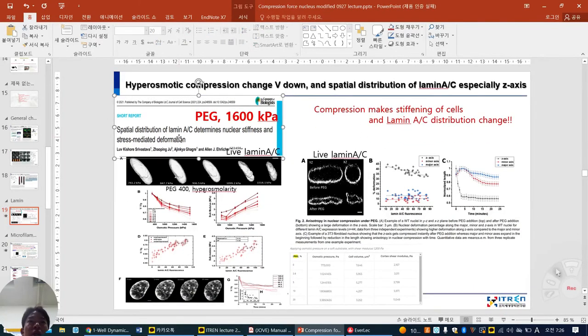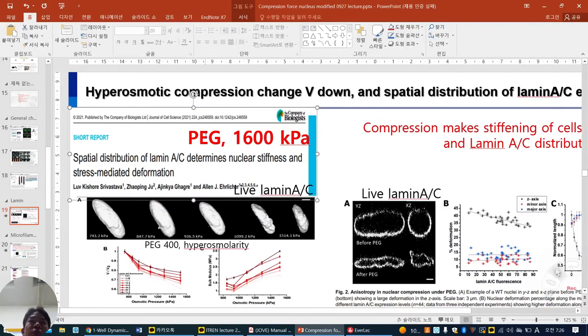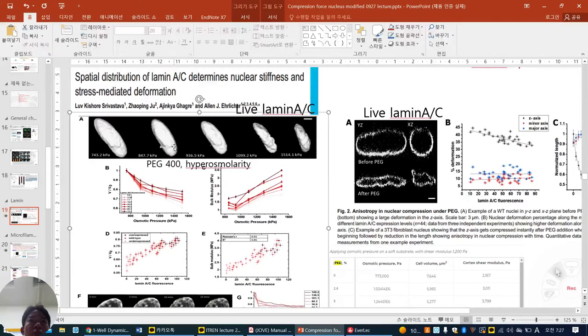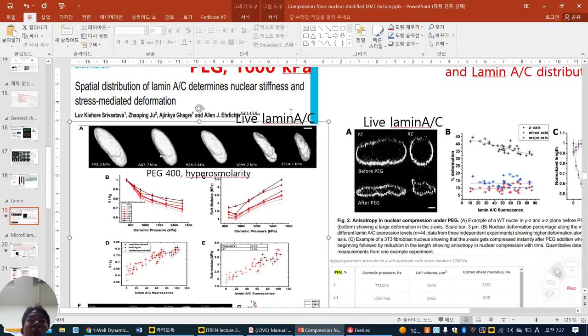Here, they use PEG, one of the biocompatible biopolymers, which is already very well known. When you add a certain amount of PEG, they can induce a certain amount of kilopascal. This is already well known. You can easily find it. So here they induce 1,600 kilopascal to the cell using this PEG. So here they track the live laminase level.